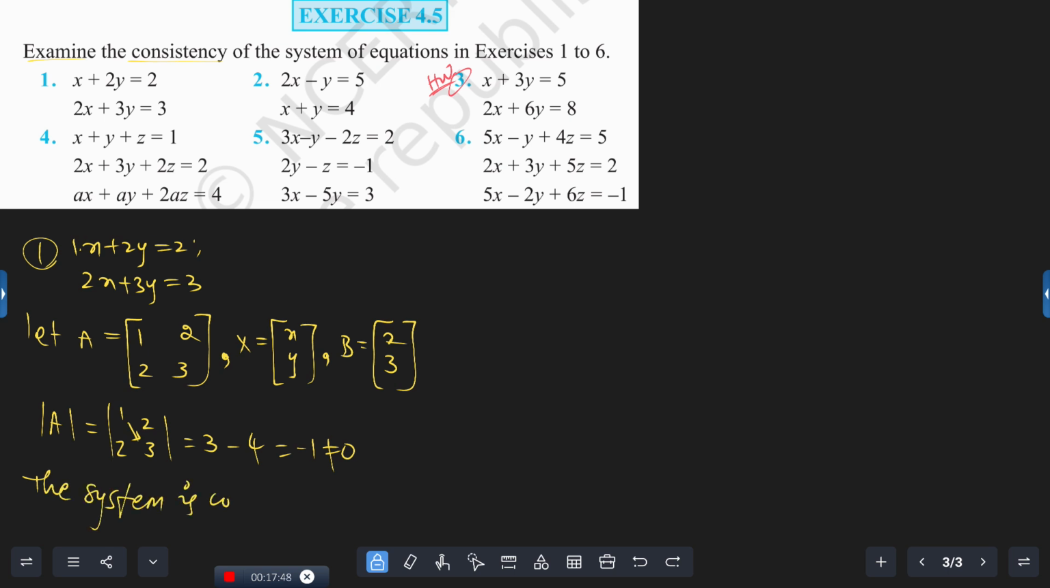System is consistent. That's it, Raja. The system is consistent. Do we understand? Very simple. Is it okay, Raja? Very, very simple. You just have to realize whether it is consistent or not. Understand?